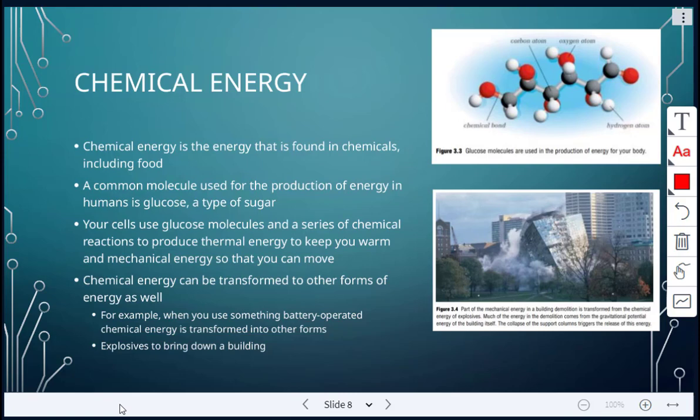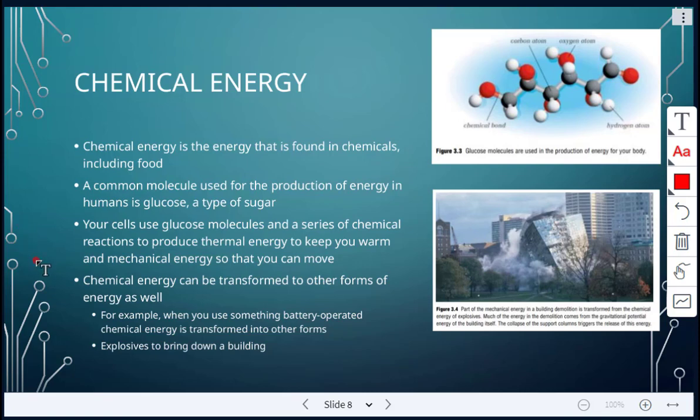A common molecule used for the production of energy in humans is glucose. It's a type of sugar. So here we can see a glucose molecule made of carbon, hydrogen, and oxygen. So our cells use glucose, and then there's a series of reactions that occur to produce thermal energy, which keeps us warm, and mechanical energy so that we can move.